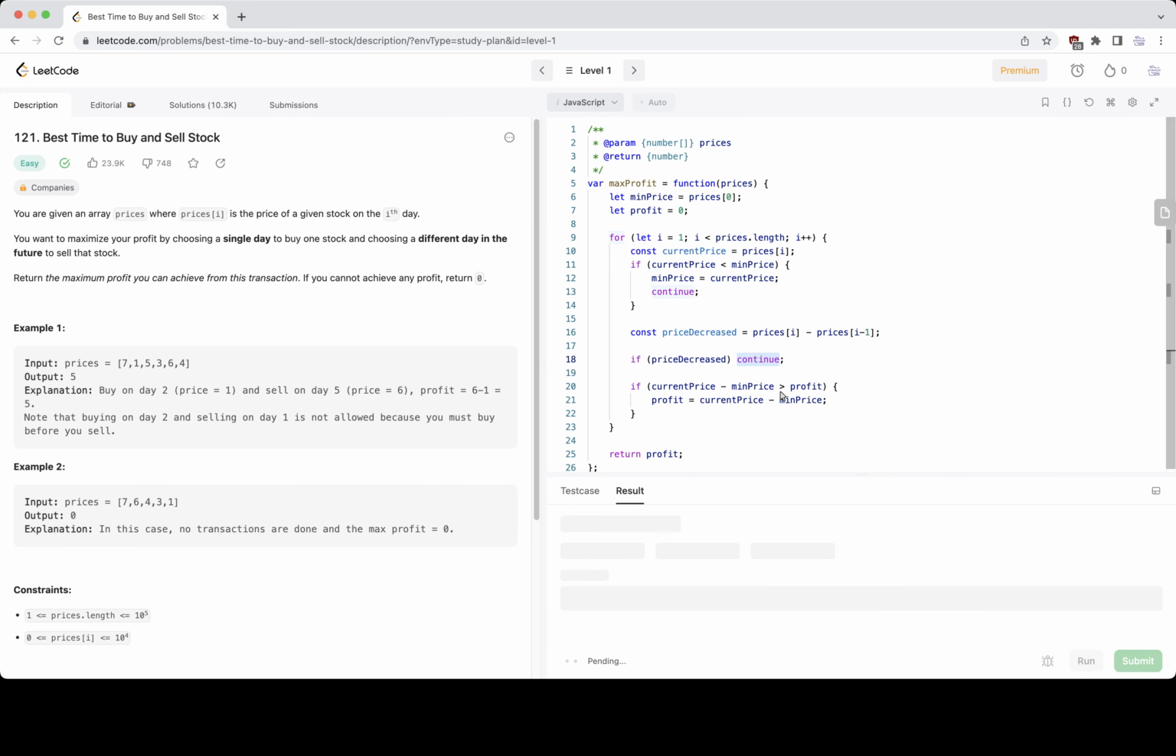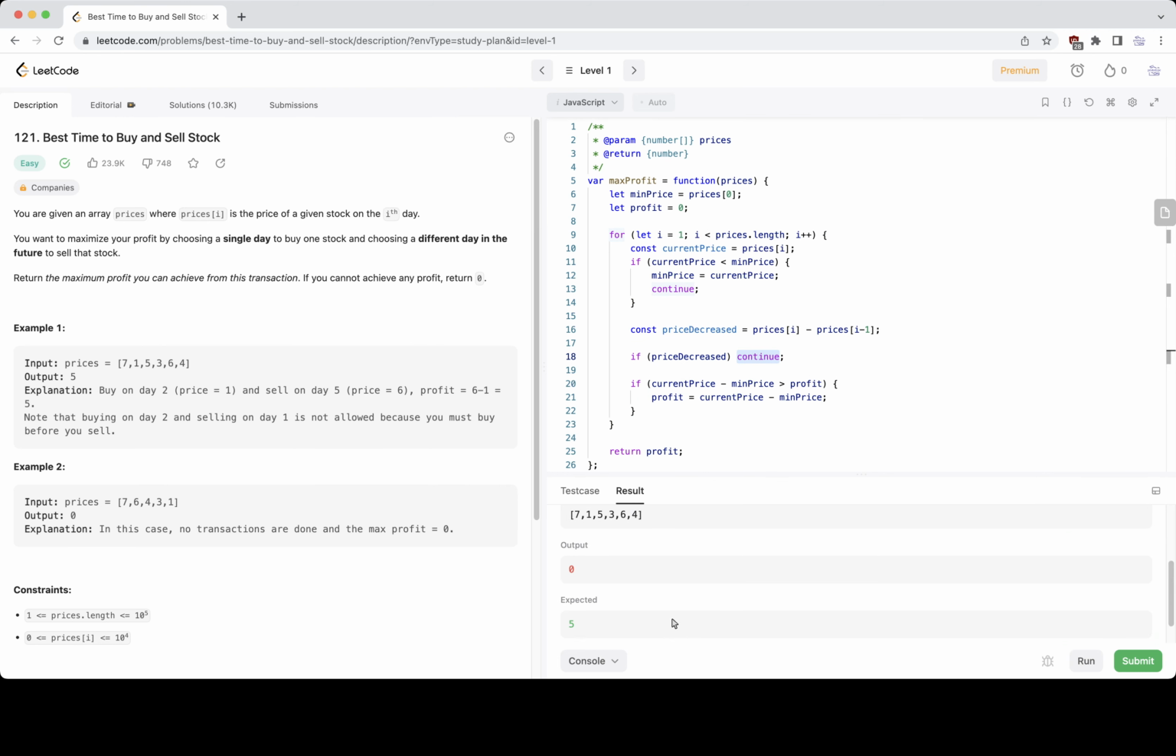Now we can run this. What's going on here? Oh, yeah, okay. The price decreased if it's less than 0. There we go. Okay, yeah. So that passed.